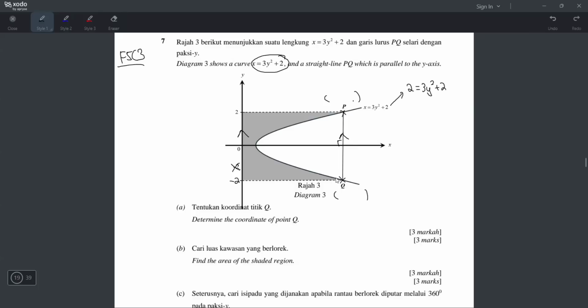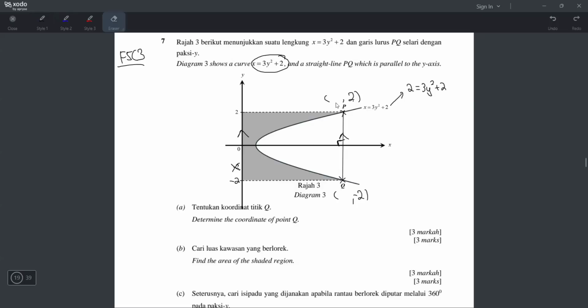P and Q dia ada x coordinate yang sama. Tadi saya cakap y coordinate kan. Saya silap, sorry. So x coordinate dia sama. Yeah, because you can see that they have the same x coordinate because this is 90 degree. But the y coordinate is different. The point P y coordinate is 2. The point Q y coordinate is negative 2.